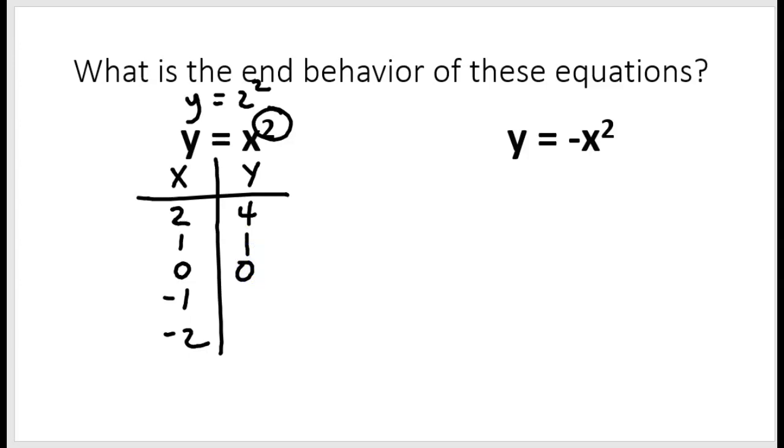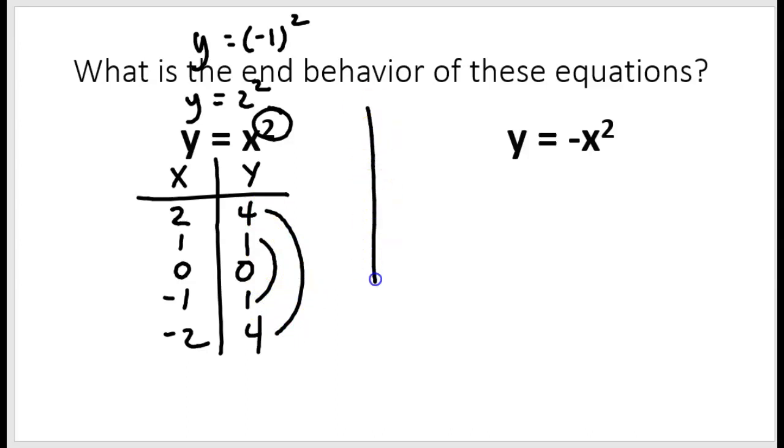Now this is where something interesting happens. What happens if I plug in negative 1? Well, if you plug in negative 1 and you square it, what happens? It becomes positive. And what if you plug in a negative 2? Same thing, it's positive. So what happens is you get the same answer twice. Now, what does that look like on a graph when I graph that?